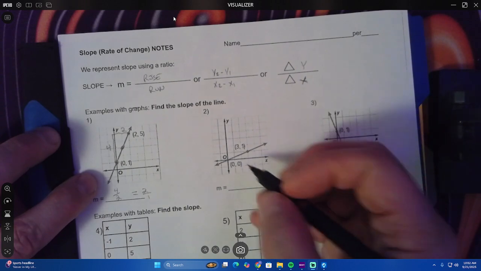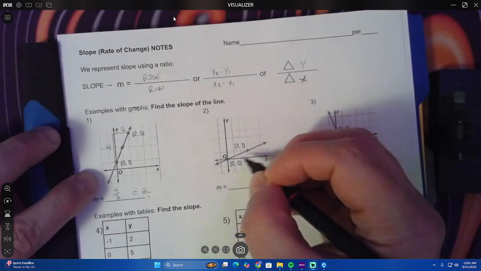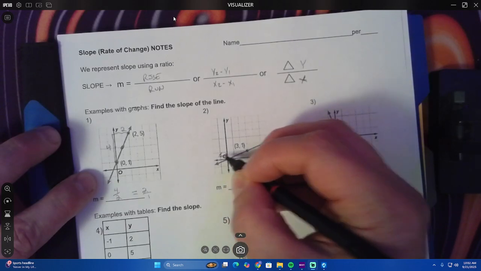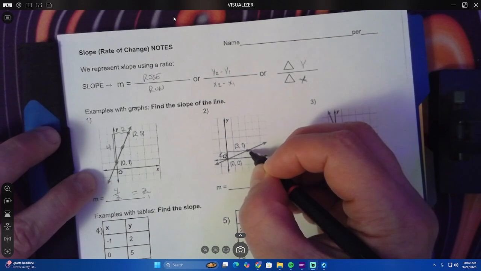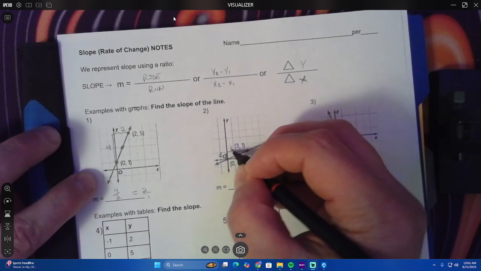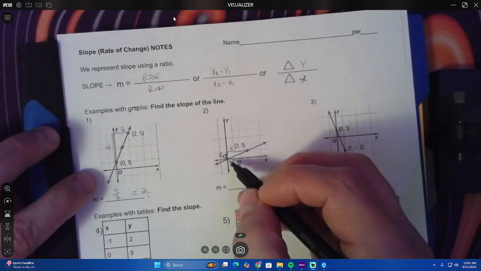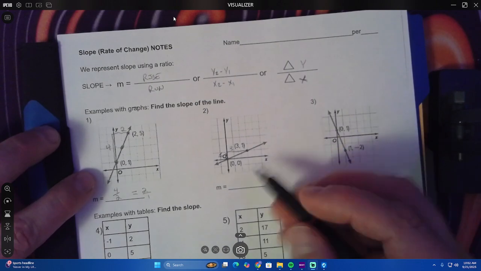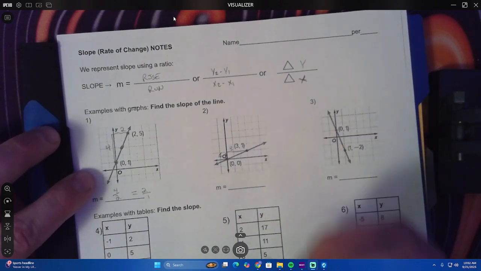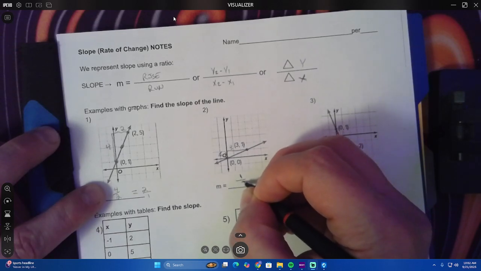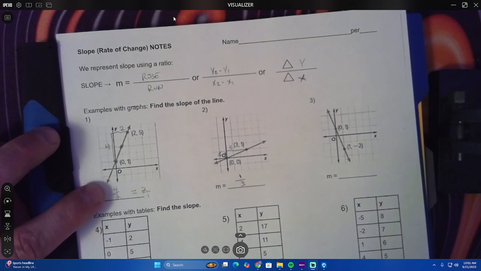So let's continue and find slope from this point to this point. Here I can see I go up 1 and I go over 3. 1, 2, 3, to go from this point to this point. So for this graph, I could say it has a slope of 1 in the y direction over 3 in the x direction.